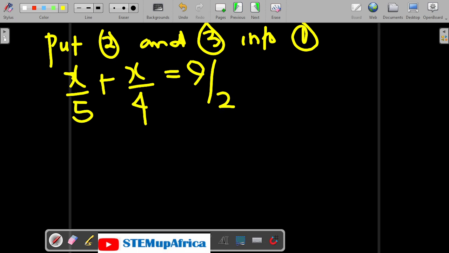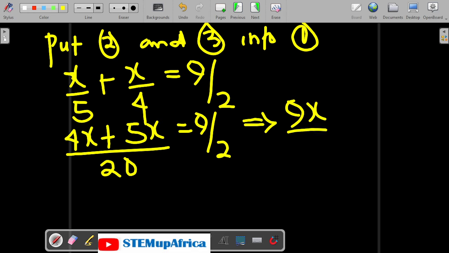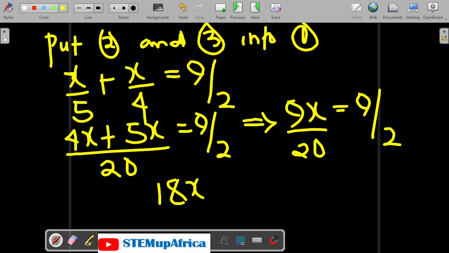So I can take LCM on my left hand side. The LCM is 20. So 20 into 5 is 4, 4 times x will give us 4x, plus 20 into 4 is 5, 5 times x will give us 5x. It's equal to 9/2. So if I simplify, 5x plus 4x, I'm having 9x over 20 is equal to 9/2. So if I cross multiply, I'm going to have 18x is equal to 180.